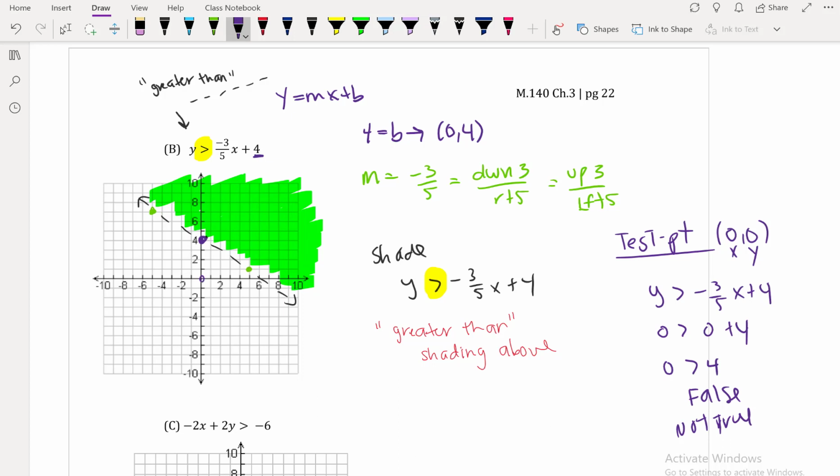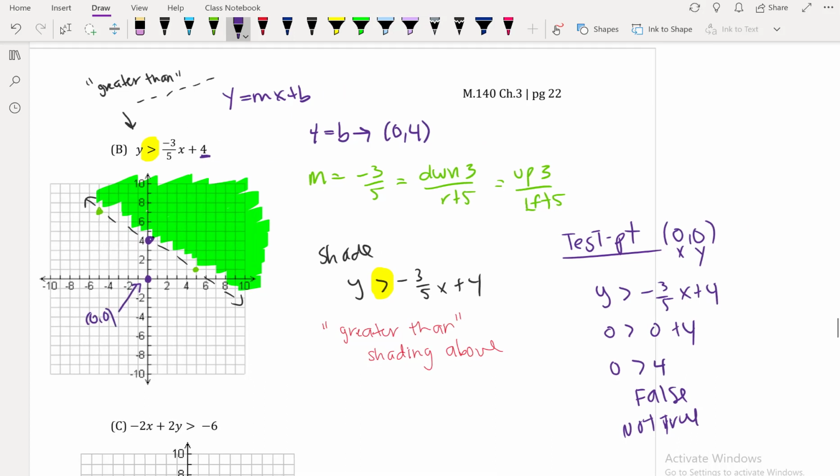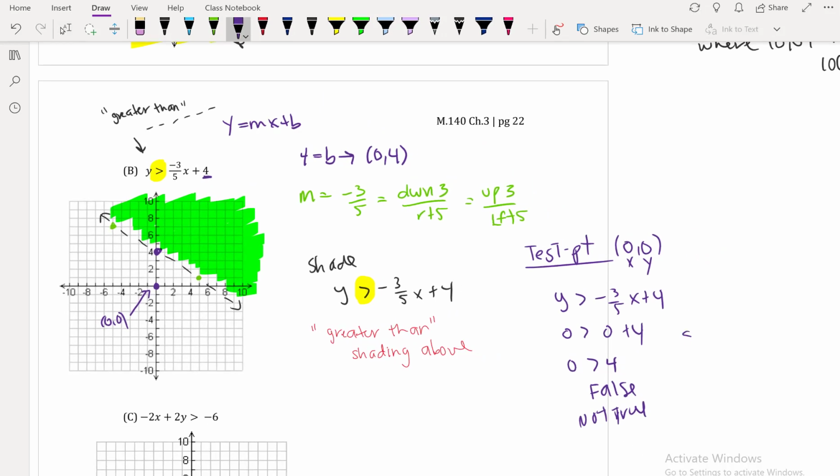So since 0, 0 is here, and it's false, then what you do is you shade opposite of the line. So that would be where it's green and shaded above.